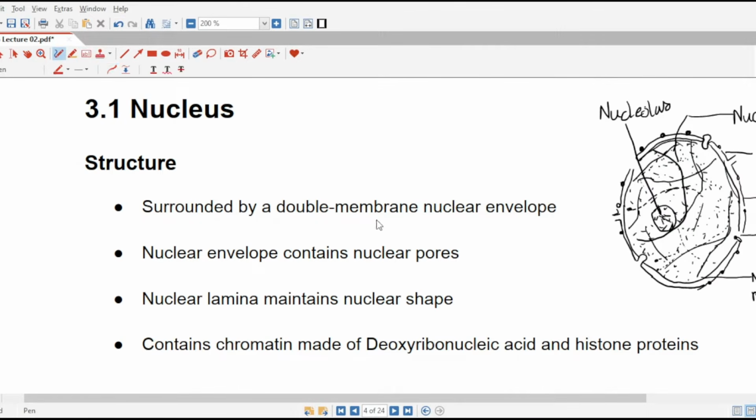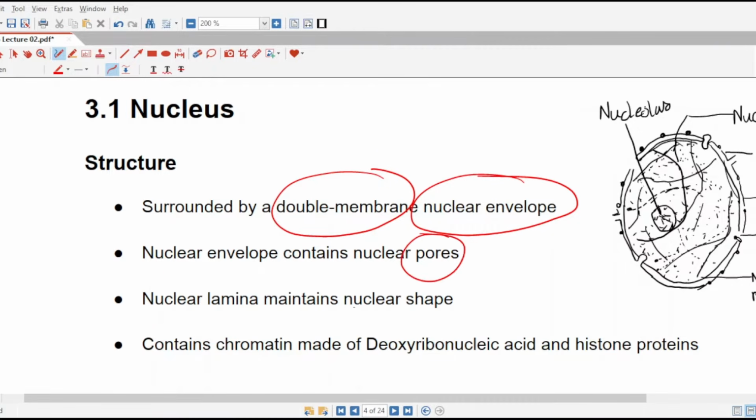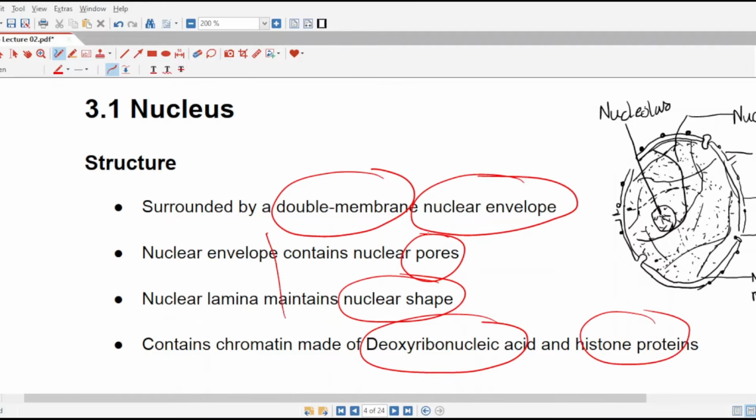We have said that nucleus has double membrane, and that structure, double membrane structure, is nuclear envelope. It has nuclear pores, and nuclear lamina maintains the nucleus shape, and chromatins are made up of DNA and histone proteins. We have covered all of them.